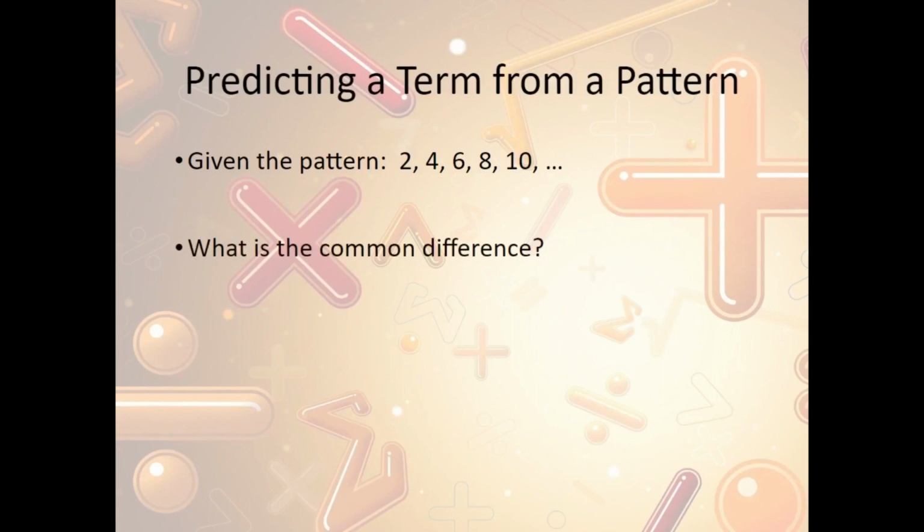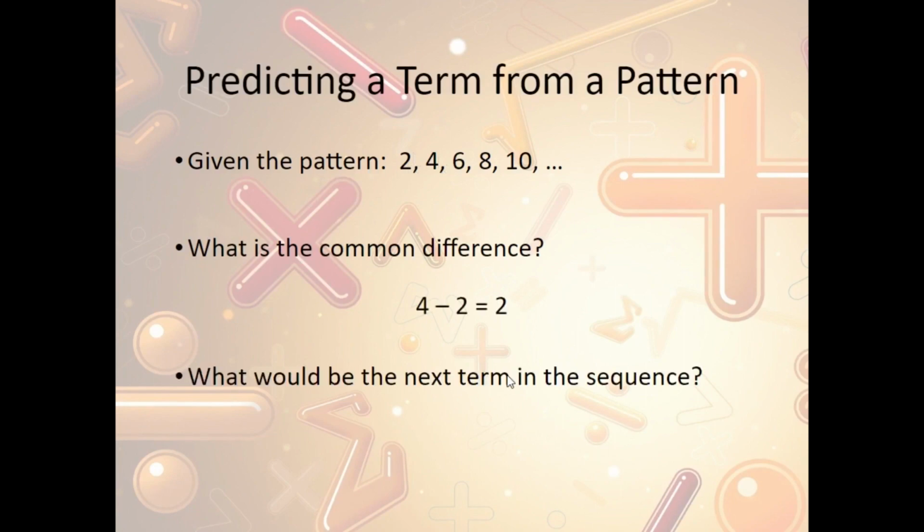and we're asked, what is the common difference? Well, we should notice that every time we go up 2, so the common difference is 2. So the question is, what would be the next term in the sequence? So after 10, what would be the next one? So we know that we're going up by 2 each time. So we add 2 and we get 12. So the next term would be 12.